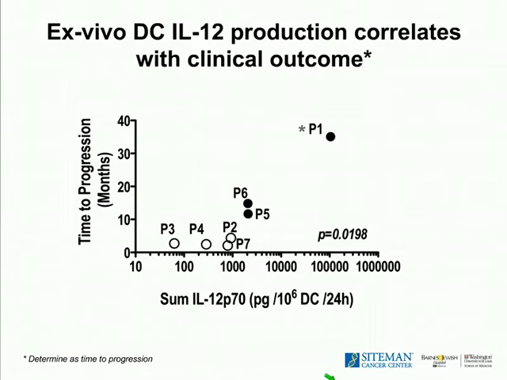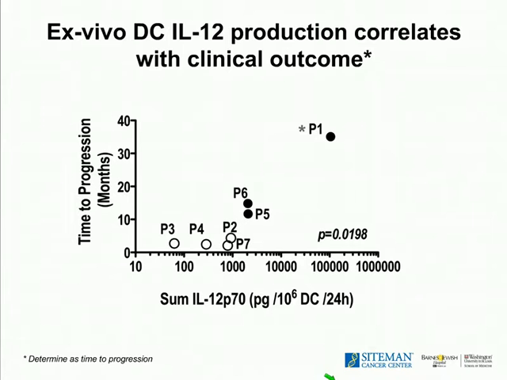And when we did this analysis, which is a Cox regression analysis, we found out that the 3 patients that had the clinical response, so the clinical response here is represented as time to progression, you can see that the 3 patients that had the clinical response were the 3 patients that produced the highest amount of IL-12, while the 4 patients that had no clinical benefit from the vaccine produced lower amounts of IL-12.